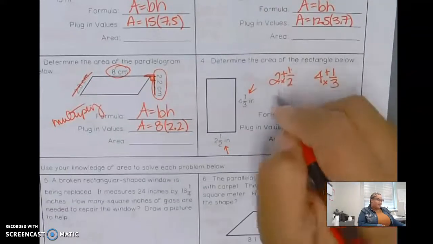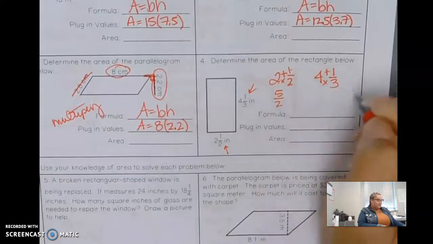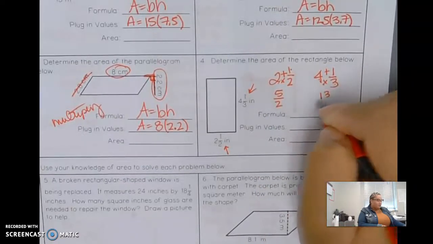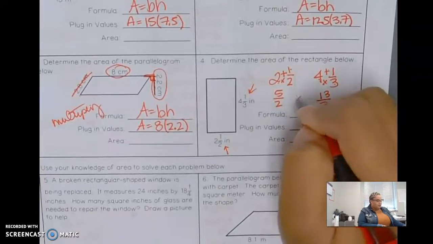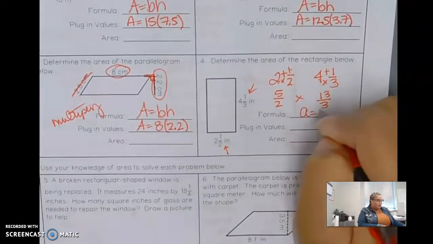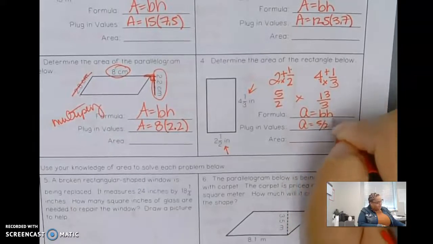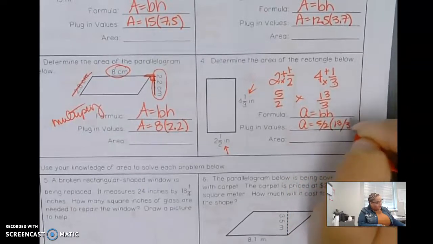2 times 2 is 4, plus 1 is 5/2. 4 times 3 is 12, plus 1 is 13/3. Multiply. A equals BH. A equals 5/2 times 13/3.